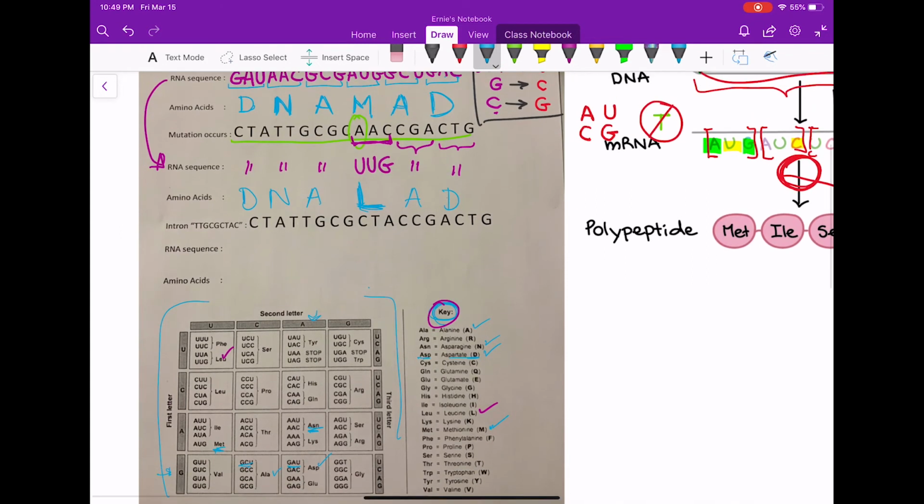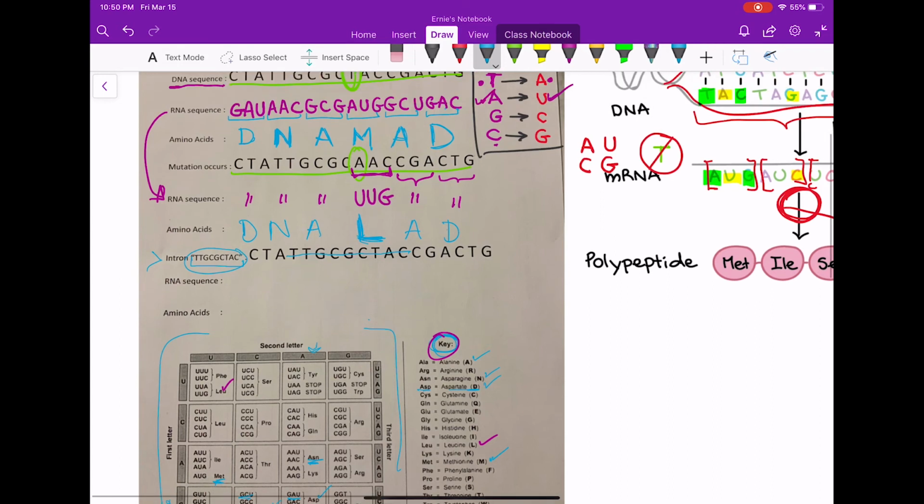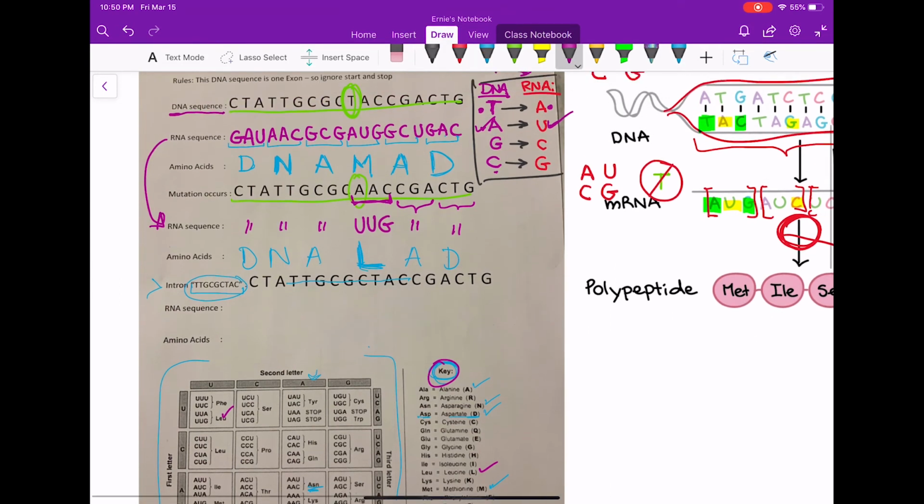Now, on the last portion, or the last code that we have to make into amino acids, has an intron. It's telling you that it has an intron. And if you remember from the lectures, we know that introns get ignored, right? Introns don't code for anything. We don't make them into proteins, right? We ignore them. Exons are the ones that we take into account. So now we're gonna look for this portion and we're just gonna cross it out.